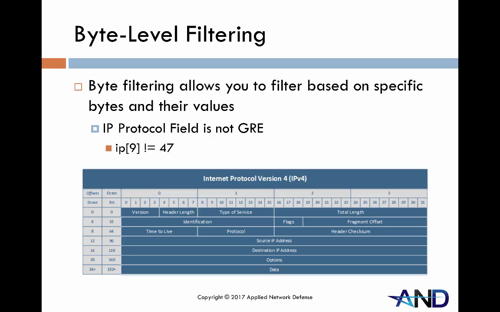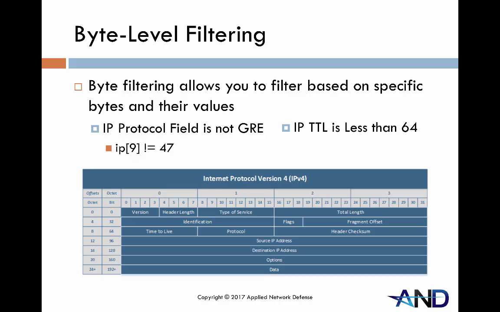So IP[9] != 47 will help us find any IP packet where the protocol field value is not GRE, and that's pretty cool. That's pretty neat and fairly straightforward, right? So let's look at one more example of that here.